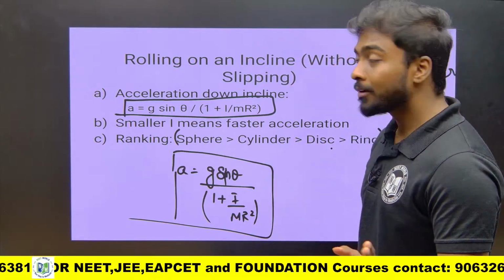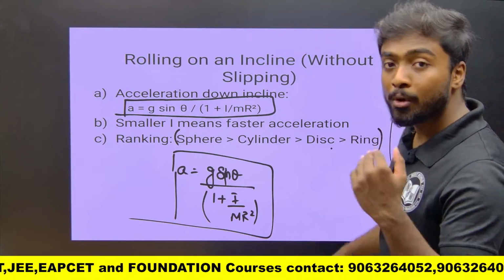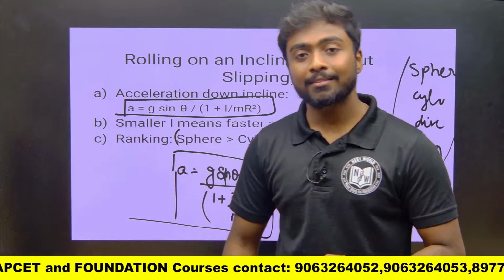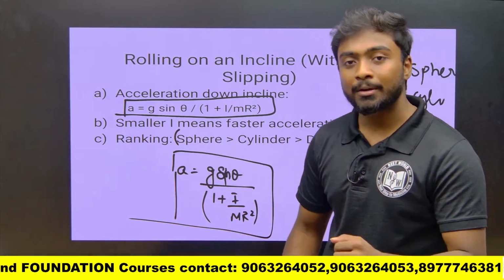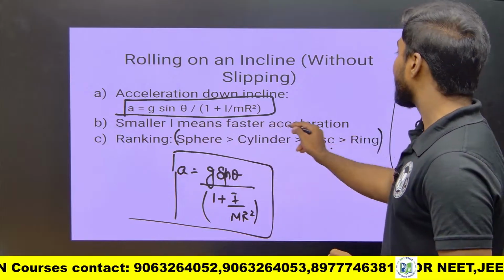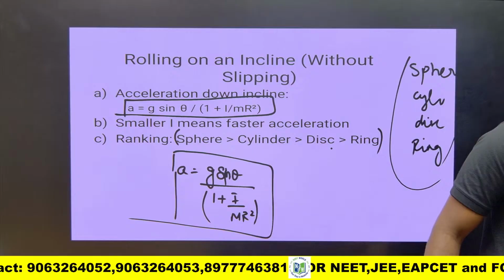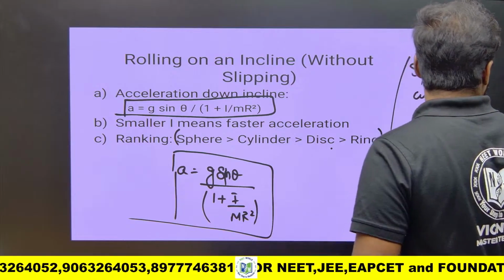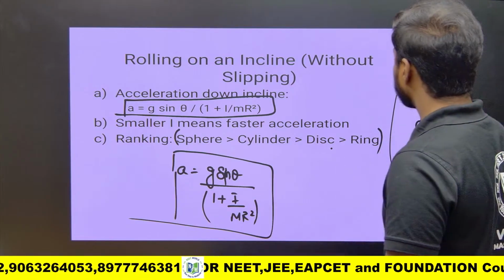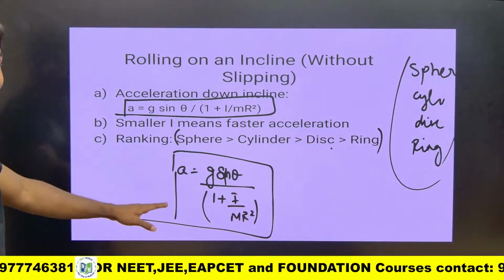then you can find the moment of inertia. Which one has more moment of inertia, that one will have less acceleration. Which has less moment of inertia, that one will have more acceleration. So smaller I means faster acceleration. Okay, so those are the formulas.